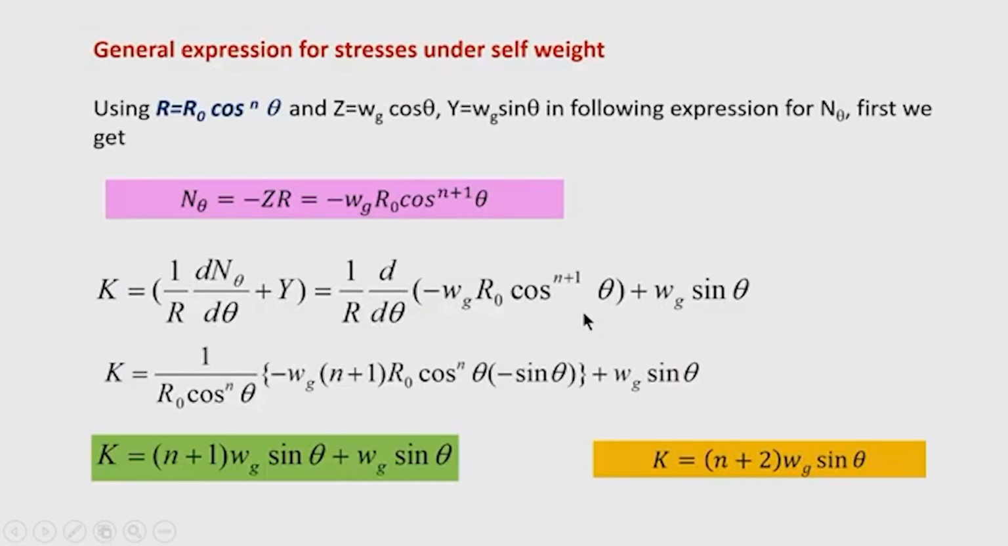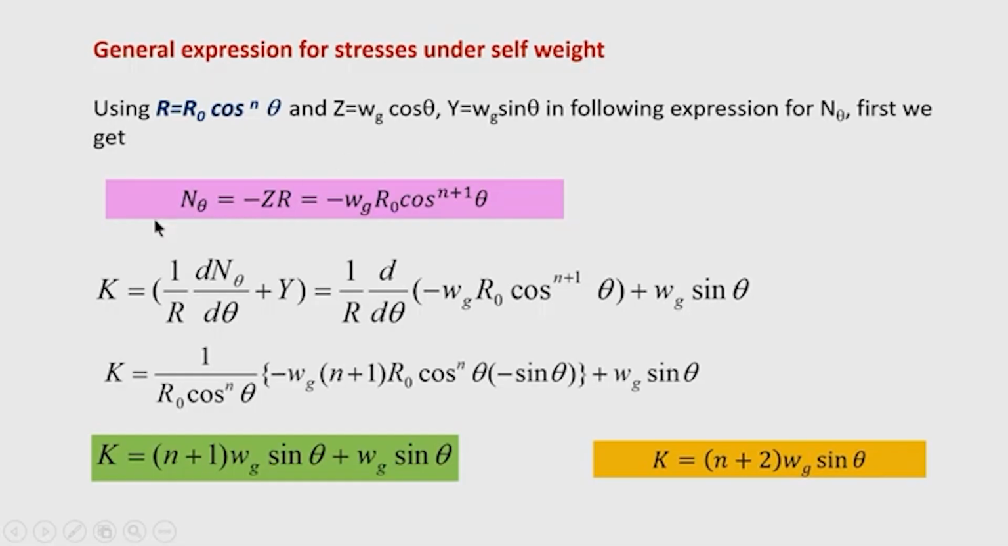Okay. So, let us now find the general expression for stresses under self weight. Using this relation r is equal to r naught cos to the power n theta, the radial component of the vertical load is w g cos theta, and the component along the tangential direction is w g sin theta. So, substituting this, we can now find the expression for membrane stresses one by one.